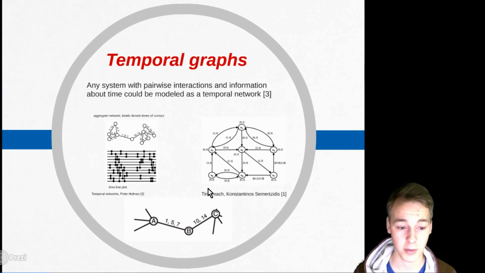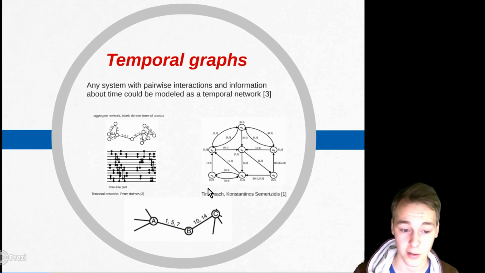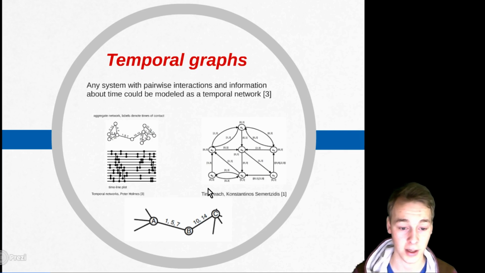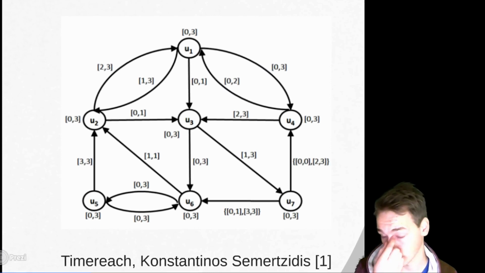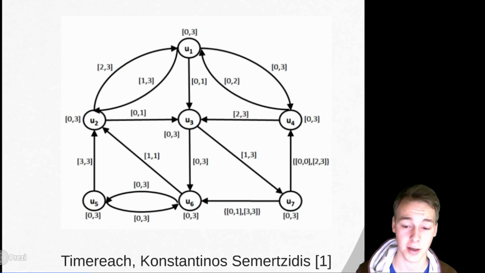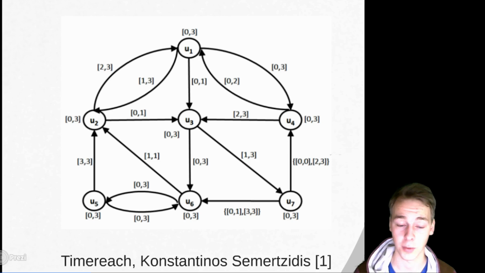When we add a time dimension to a graph, we get a temporal graph. They're also known as temporal networks or time-varying graphs. This time dimension can be added in different ways. For example, you could think of this graph as a telephone network where the time instances, like this one, indicate the times at which they had contact with each other, which had a phone call with each other.